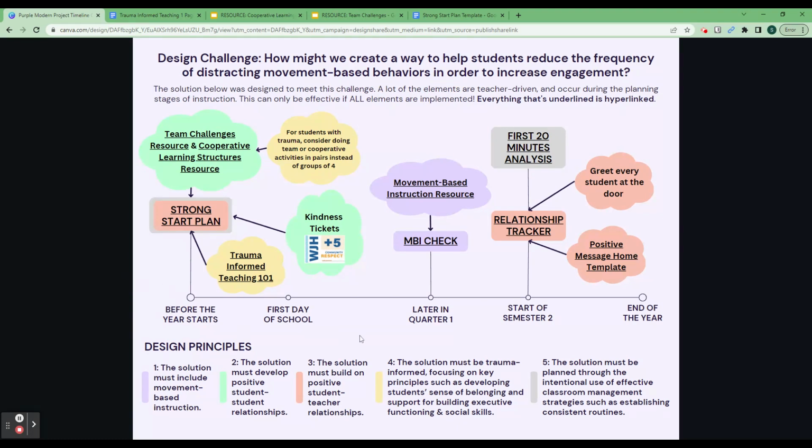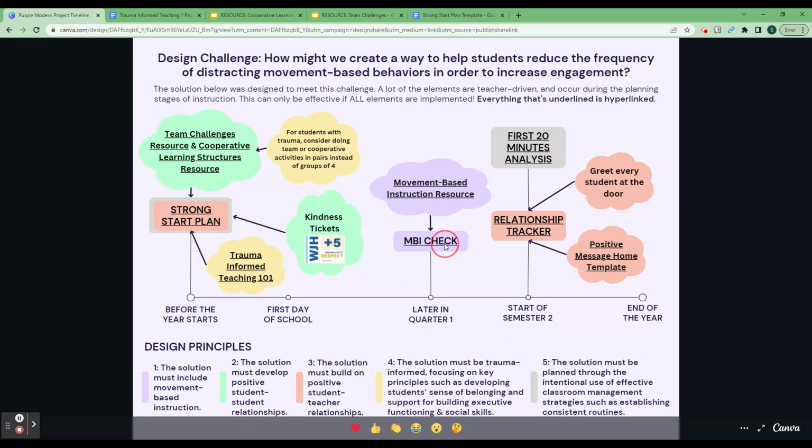As you get into the swing of more academic activities, the next element of the solution is an MBI, or movement based instruction, resource. This element is really designed to directly impact the design challenge, as all the other pieces are as well. But this is the how. How do we get kids moving around more in the classroom?